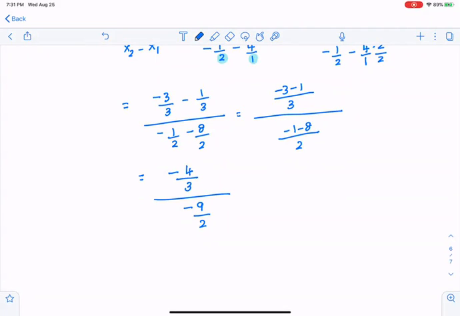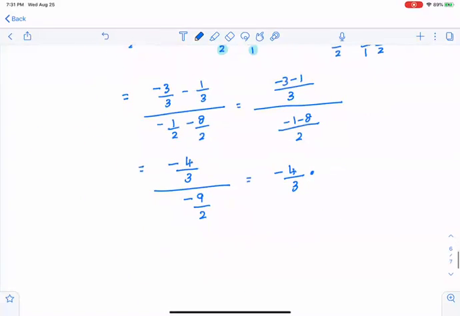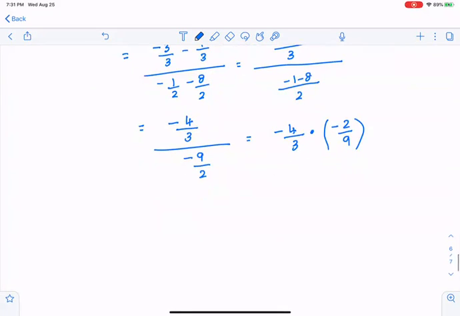Now we have a fraction divided by a fraction. So -4/3, flip and multiply, times -2/9. And negative times negative is positive. 4 times 2 is 8. 3 times 9 is 27. The slope is 8/27. The line is going to be increasing. In other words, it is going to be slanting upwards.